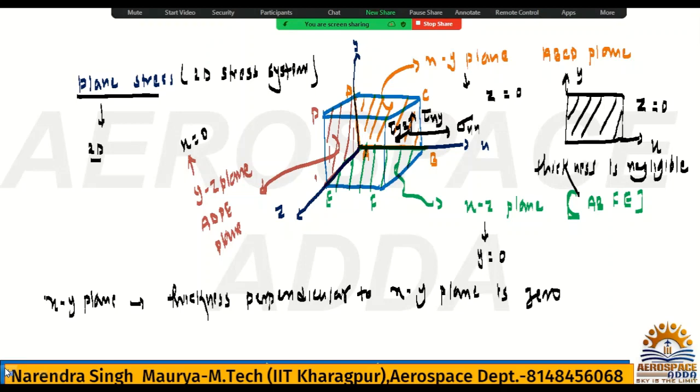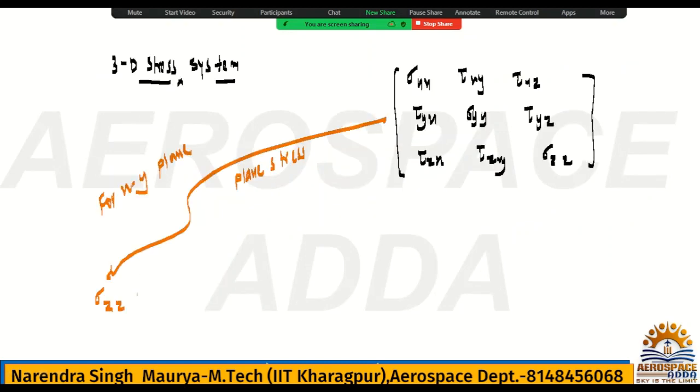If I say xz plane, and for the xz plane you are writing the plane stress condition, all the stresses in y direction will be 0, like sigma yy, tau yx, tau yz, tau zy, and tau xy will be 0. But you are very habituated to the xy plane, so I am considering the xy plane. Hence in z direction all the stresses will be 0, so sigma zz is 0, tau xz is 0, tau yz is 0. Obviously, considering complementary stress, tau zx will also be 0, and tau zy will be 0.